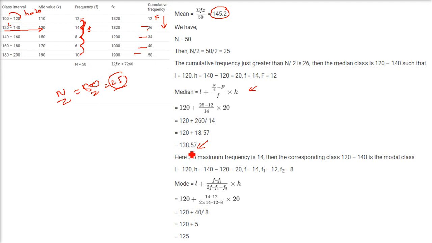Now let us come to the mode part. So what is the maximum frequency, which is 14? For that again we'll use this row only. Again L is this. Now here F is 14 and F1 will be 12 and F2 will be 8. H is 120 minus 100, that is 20 only. So we put in all the values and we get 125.